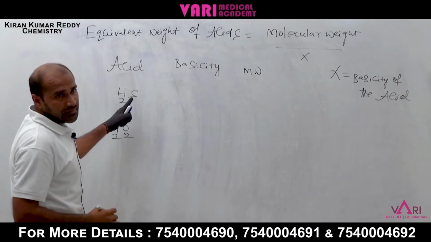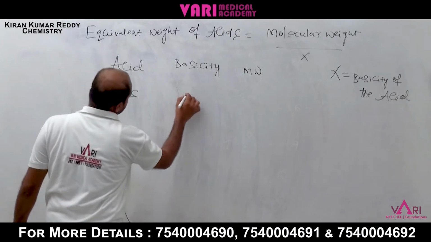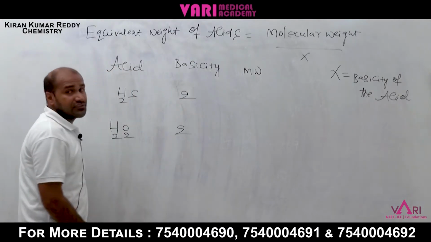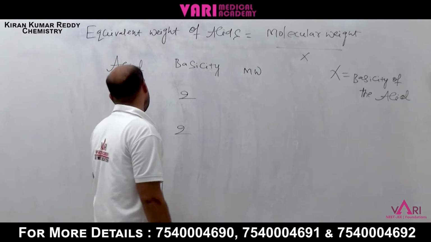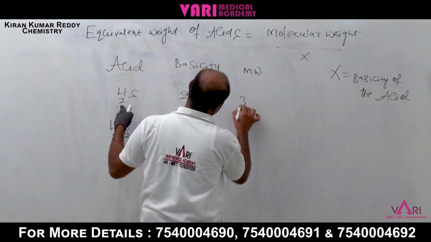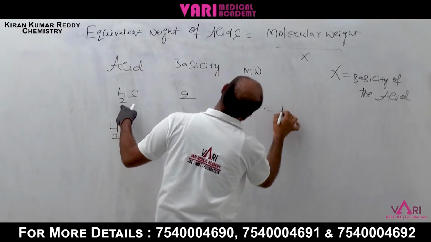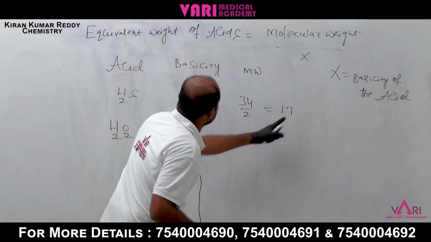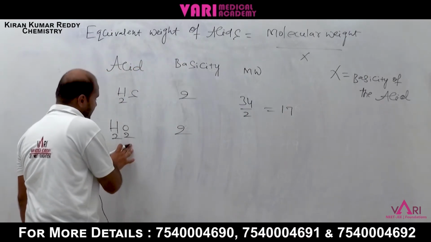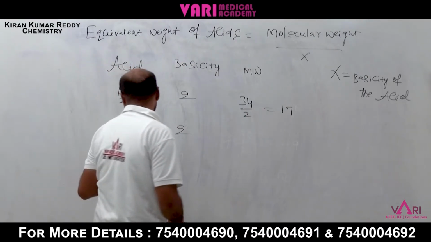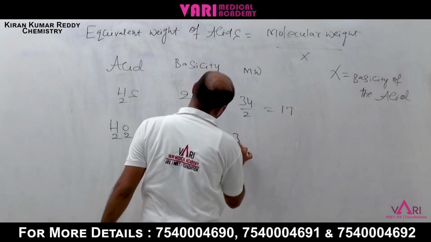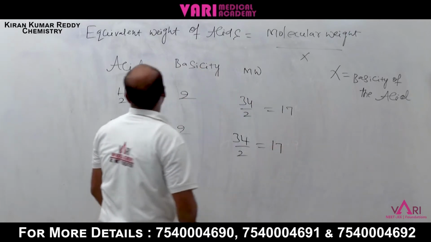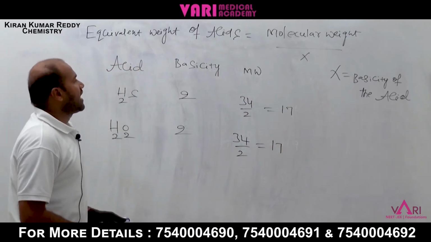In this, what is the basicity? Number of replaceable hydrogens, basicity is equal to 2. Here also number of replaceable hydrogens is 2. Now for H2S, sulfur 32 plus 2, 34. 34 by 2, that is equal to 17. Equivalent weight of acid H2S is 17. If you take hydrogen peroxide, 16 times 2 is 32, 32 plus 2, 34. 34 by 2, that is equal to 17. This is the equivalent weight of the acids.